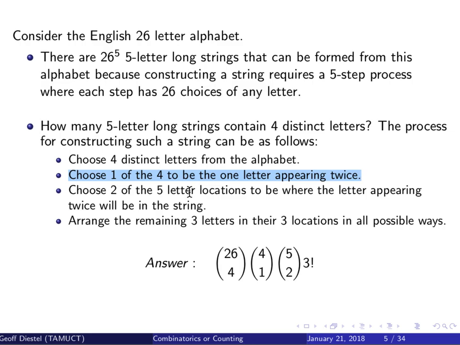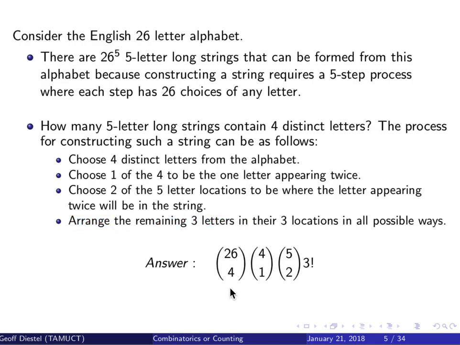After we've made that choice, then we're going to choose where to put that letter that's appearing twice. Since there are 5 locations in our 5-letter long string, we have to choose 2 of those 5 locations. Or at least there's 5 choose 2 ways we could choose to place those 2 letters that are the same. Once we choose where to put those letters, the other letters have to be placed in the other 3 locations, but they can be placed in different orders. So we have to count how many ways we can arrange those remaining 3 distinct letters in different orders.